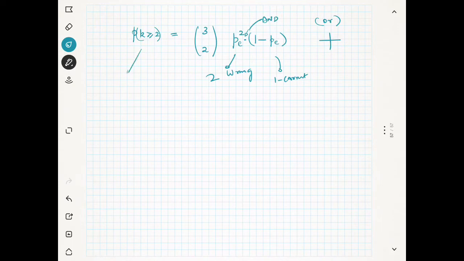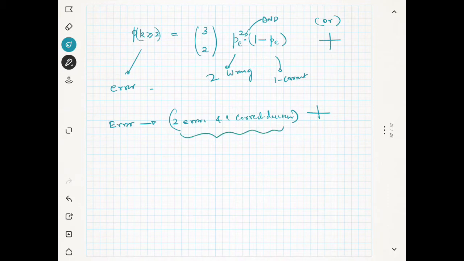So the total error may depend upon 2 errors and 1 correct decision, and it can happen in 3 choose 2 ways. That is 2 wrong decisions. Whenever there are 2 wrong decisions, it comes from the probability of error. Actually, this is probability of error squared into 1 minus probability of error. Okay, that is the correct decision.